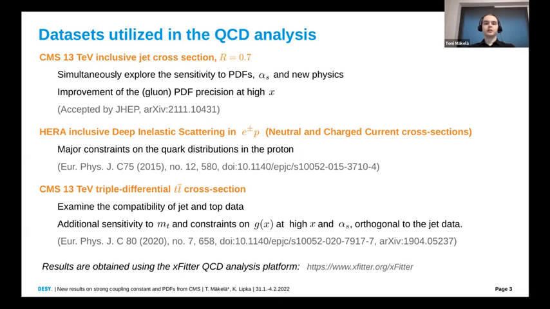In total, all the data sets aside from the jet data, which will be used with the anti-kT algorithm with size parameter 0.7, are the HERA inclusive deep inelastic scattering data and the 13 TeV triple differential t-tbar cross-section data, also from CMS, which were presented in a previous analysis. The results have been obtained using the xFitter QCD analysis platform. I have also contributed to the development of this software, which will see a new production release shortly.